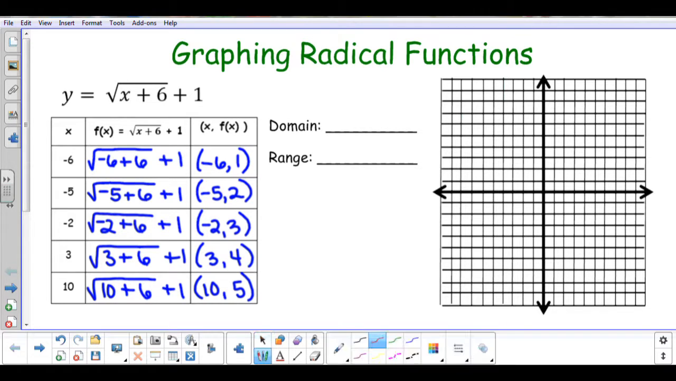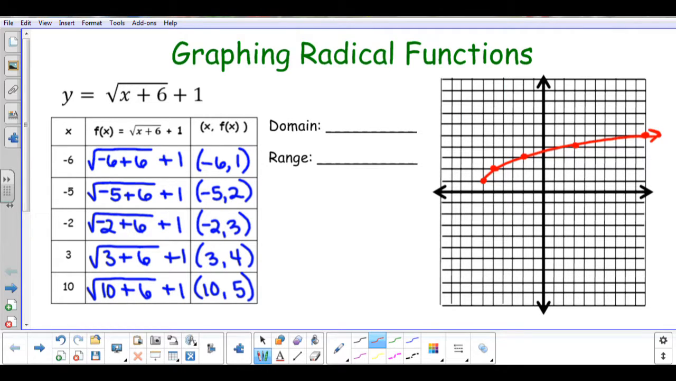Once I plug in and evaluate the remaining 3 points, I get negative 2 and 3, 3, 4, 10, and 5. So I'm going to plot these 5 points on my coordinate grid. And once I have all the points plotted, I'm going to connect them to create my root.